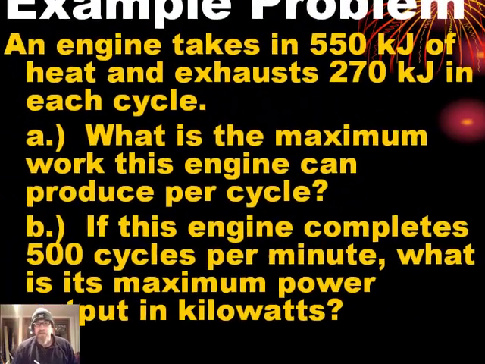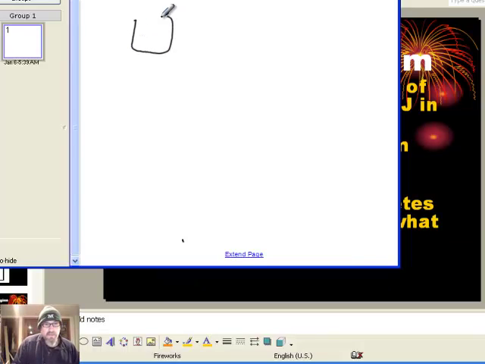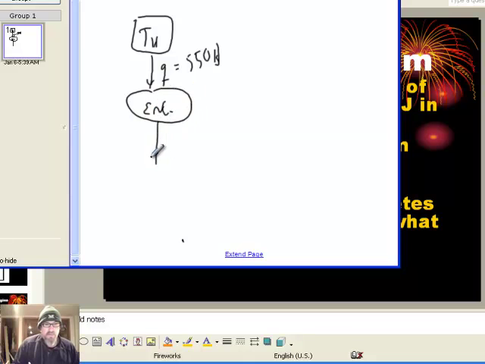Here's another example problem. An engine takes in 550 kilojoules of heat and exhausts 270 kilojoules in each cycle. The first question is, what's the maximum work this engine can produce per cycle? Looking at our schematic, we have energy coming in from the high temperature source, and it says that that's 550 kilojoules. Here's our engine, and we're releasing energy to the heat sink, T low, and that amount of energy is 270 kilojoules. So here's Q hot, here's Q low.